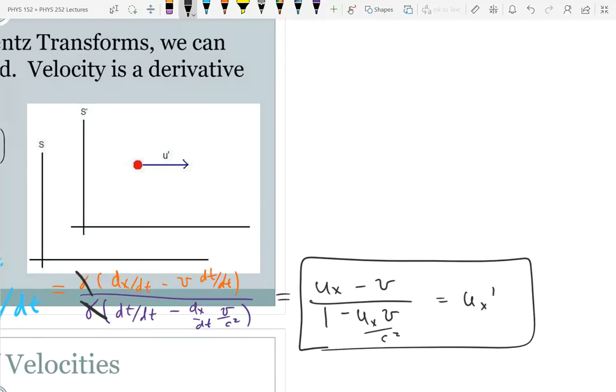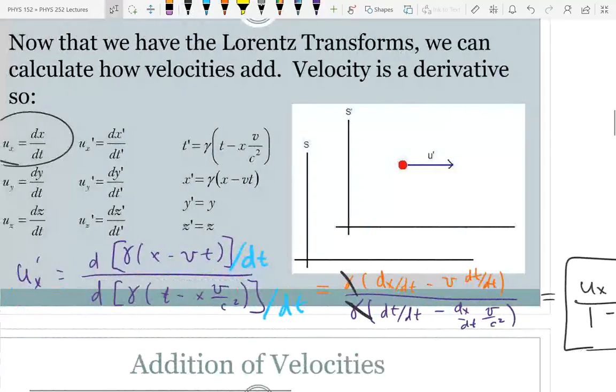So that's how we derive the velocity addition if it was parallel velocities. That is, if the velocity of the object is parallel to the velocity of the reference frame. What if it's perpendicular? How is it different? Go ahead, get a ladder.